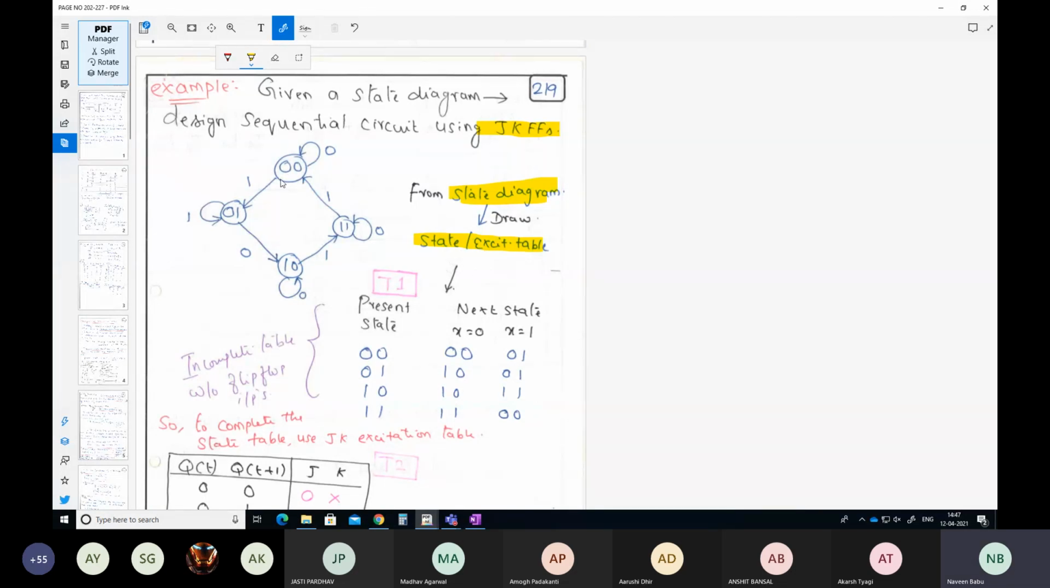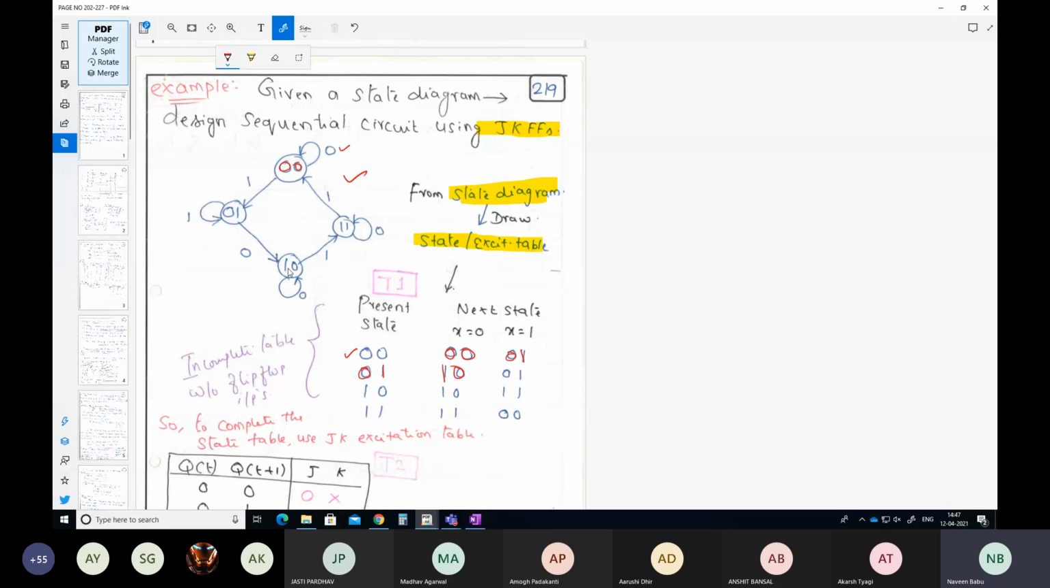So, for example, let us consider this particular circuit. Let us draw the state table for this state diagram. So what is it that we have? We have the present state, and we have the next state for a given input. If our present state is 0 0 and our input is 0, we are in the same state. When our input is 1, x equal to 1, we are moving to 0 1. When our present state is 0 1 and the input is 0, we are moving to 1 0.